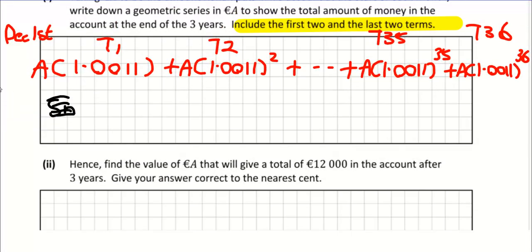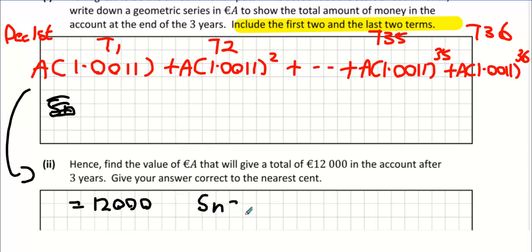Hence, find the value of A that gives the total amount. So this whole thing in part 1, all that equals €12,000. You happy with that? Everything in part 1 has to add up to €12,000. And we know it's a geometric sequence. So we're after Sn equals a(1 minus r to the n) all over 1 minus r. You can actually sometimes get marks just for throwing down the formula you're going to use. Okay?